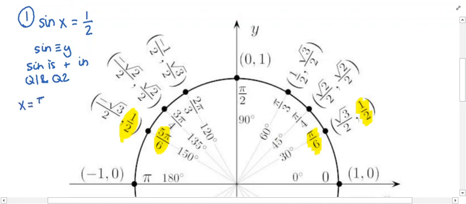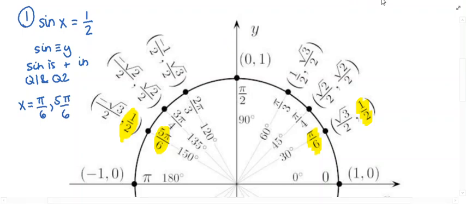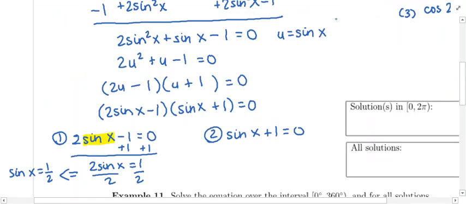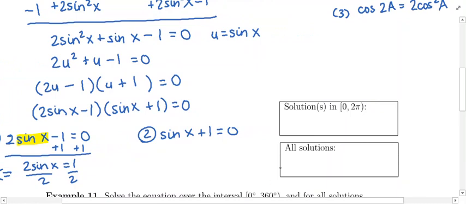So pi over 6, 5 pi over 6. Let me go back and jot those down. So we're going to get the solutions to this. I'm running out of room, sorry. Pi over 6 and 5 pi over 6. All right, these are between 0 and 2 pi, so we can plug them in to the box here.